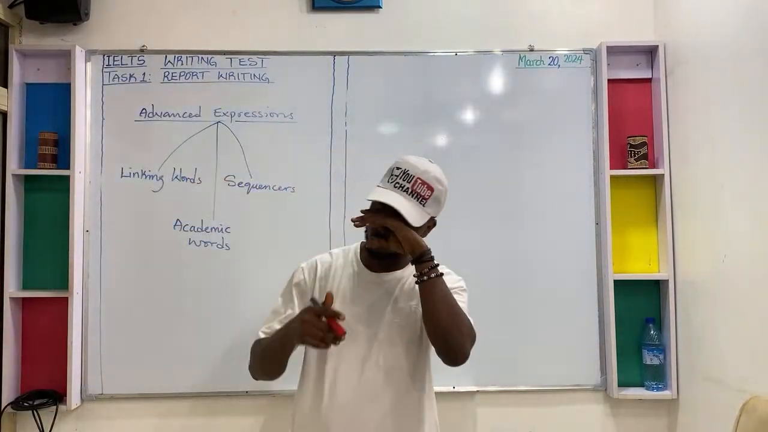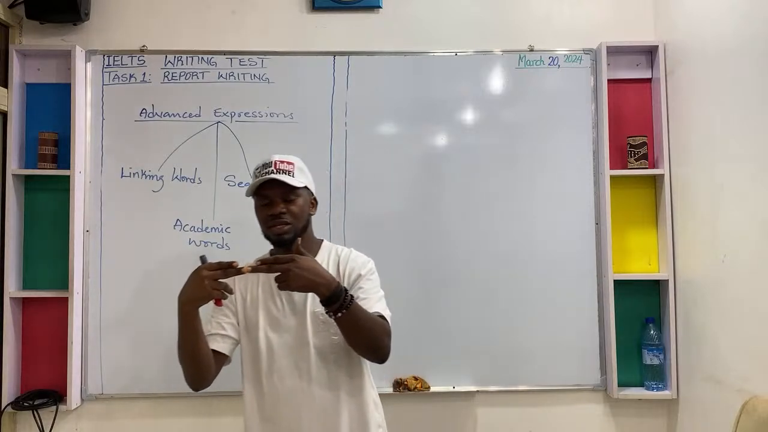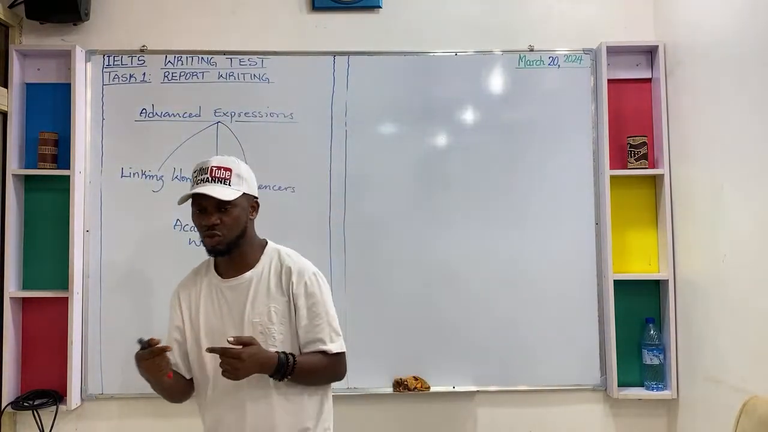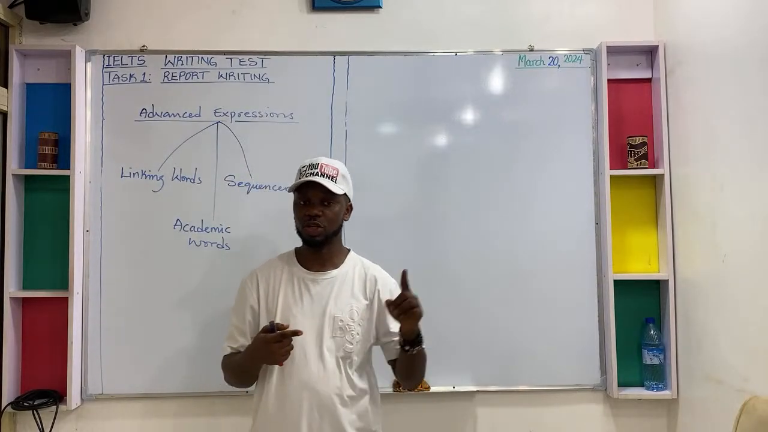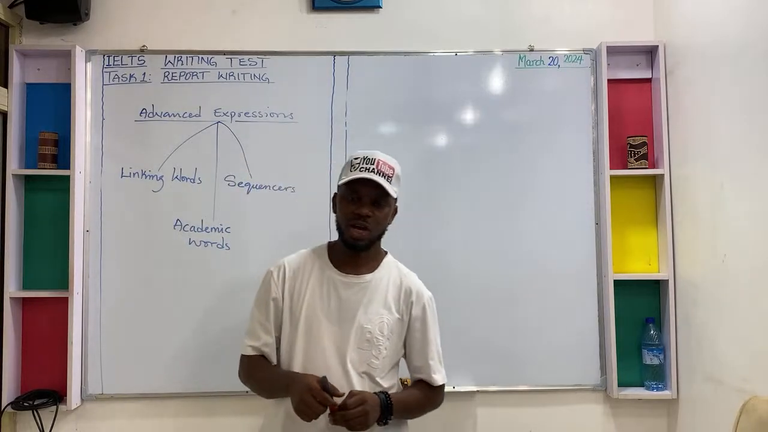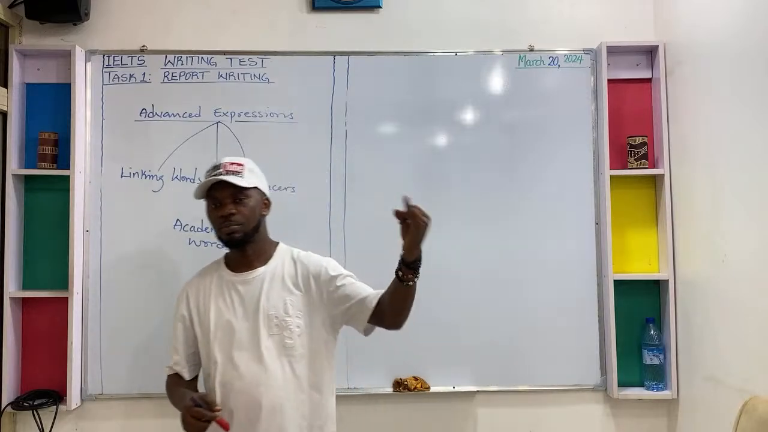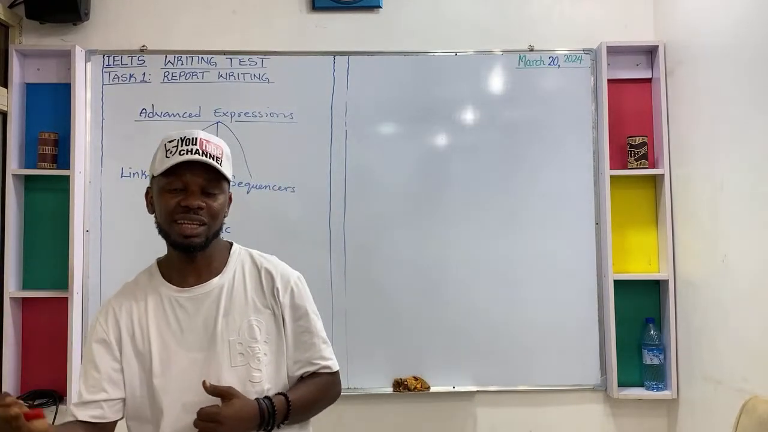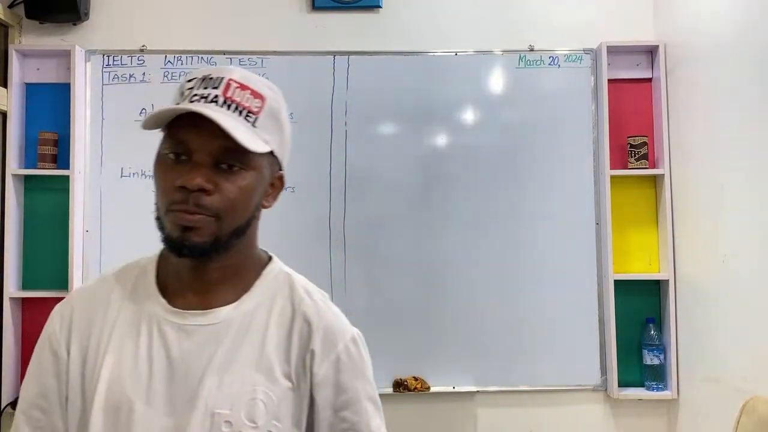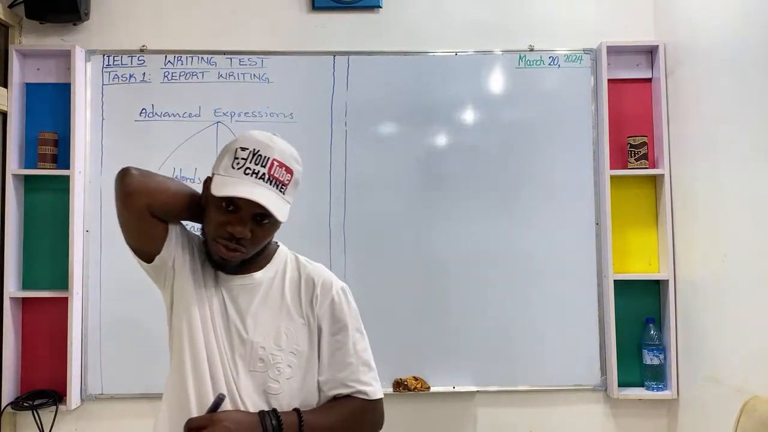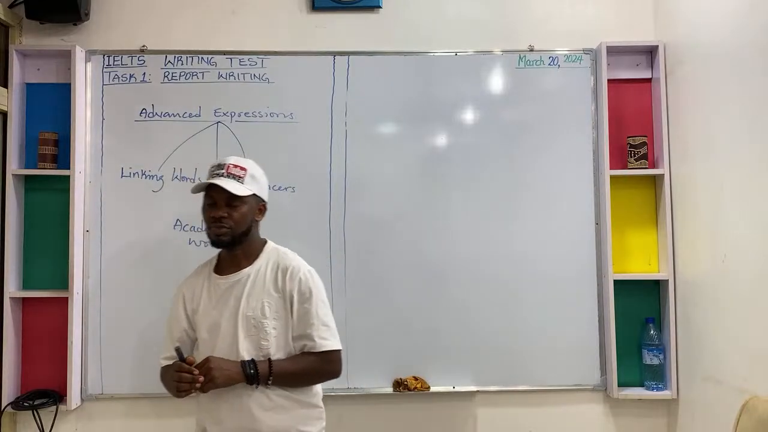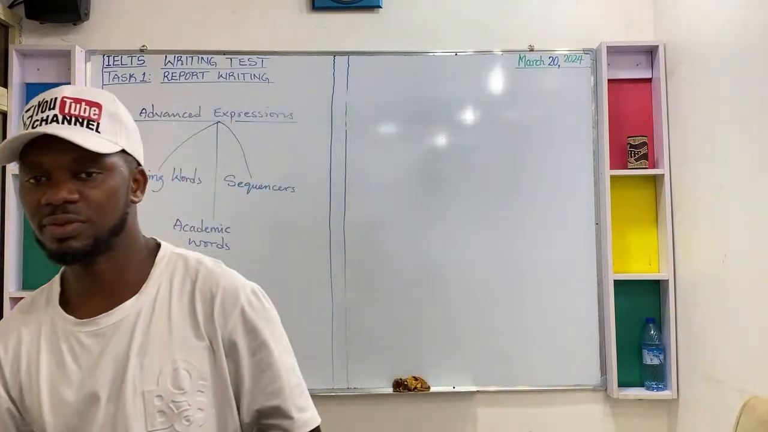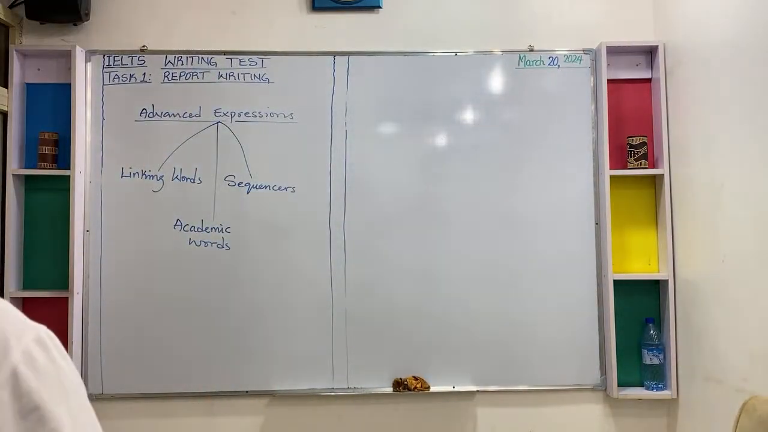Linking words are those words that you use to connect or join two or more independent sentences together to become one. Examples of linking words, we have the likes of however, meanwhile, more so, while, although, contrarily, on the other hand. These are examples of linking words that you can bring in when you are writing a report. Do you understand this? You should make use of these linking words very well when you are writing. Make use of them.